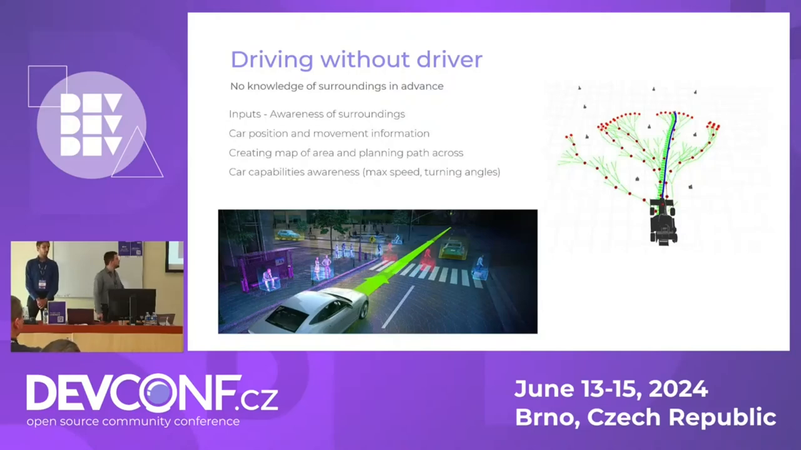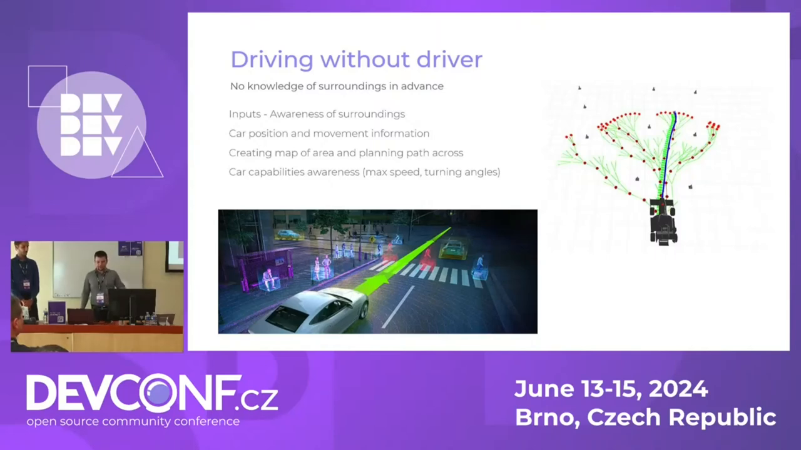In general, when you are driving without a driver, you need to have some inputs that a human has as well. For example, vision. We use stereo cameras, and we use LiDAR as well. I will talk about it later. When you have vision, cameras or LiDAR, you can detect objects in front of you. But that's not everything. You need to map those objects, so you need to remember what objects you have already seen, and you need to plan a route across the track and not hit objects, of course.